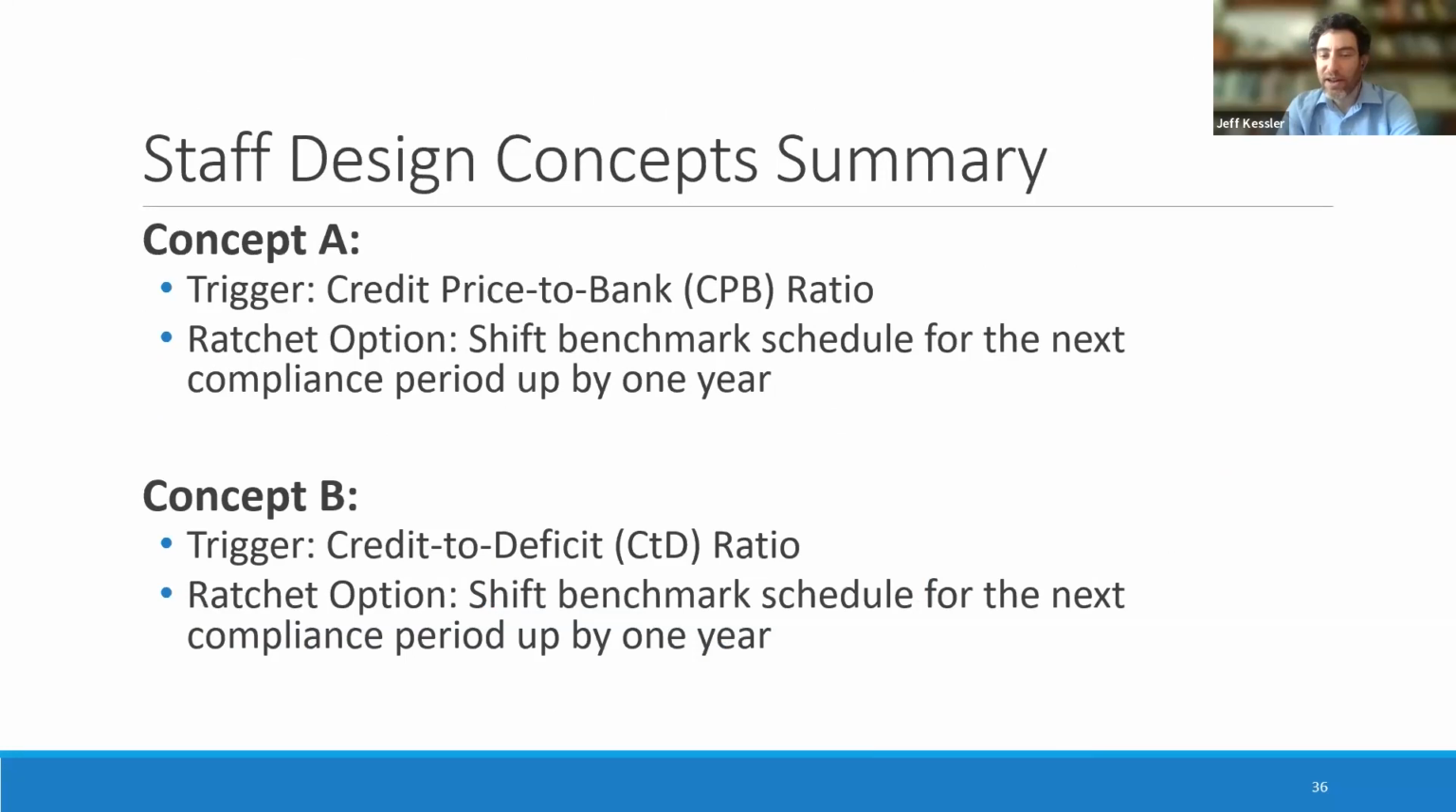To summarize the staff concepts laid out on the last slides, both concepts would shift the benchmark schedule up for the next compliance period by 1 year if a trigger event occurred. The trigger event for concept A is based on a credit price to bank ratio. Staff has asked for feedback to understand if a threshold value of 10 is reasonable. The trigger event for concept B is based on a credit to deficit ratio. Staff has asked for feedback to understand if a threshold value of 1.1 is reasonable.